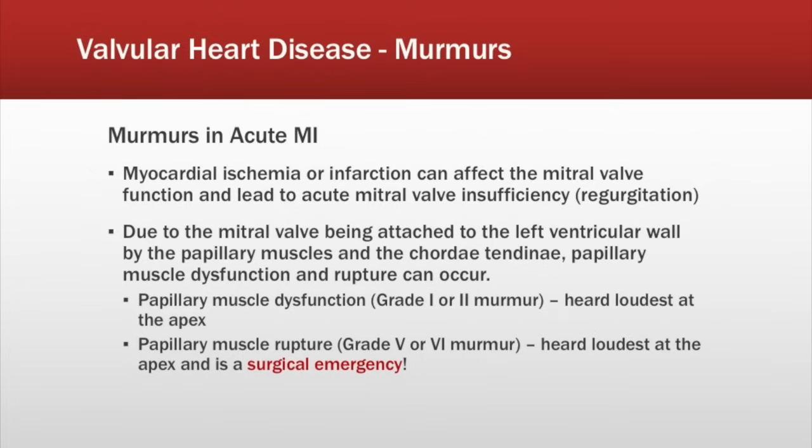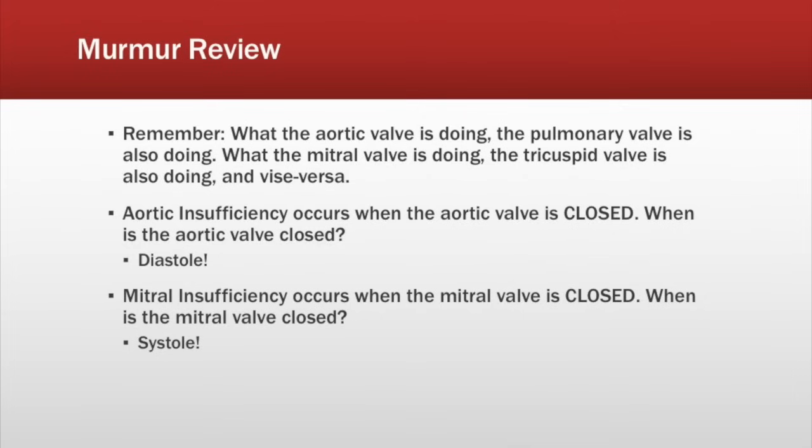Moving on. So let's take a little bit of murmur review. Remember what the aortic valve is doing, the pulmonary valve is also doing. Remember what the mitral valve is doing, and the tricuspid valve will follow as well, and vice versa. Aortic insufficiency occurs when the aortic valve is closed. When is the aortic valve closed? Remember that is diastole. Mitral insufficiency occurs when the mitral valve is closed. When is the mitral valve closed? Systole. So you can see that insufficiency murmurs occur both with diastole and both with systole. And the same goes for stenosis.